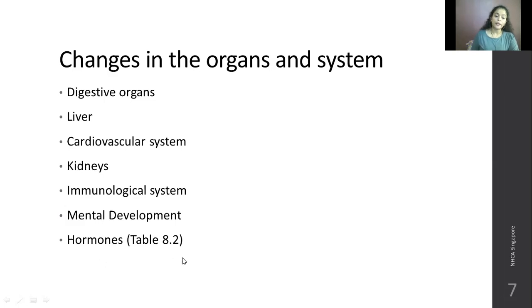And hormones, you can refer to table 8.2 on page number 160. There is a list of hormones and how malnourishment affects them, the secretion of these hormones is listed down. Insulin: the secretion of insulin completely drops. Growth hormone, needless to say, it drops.